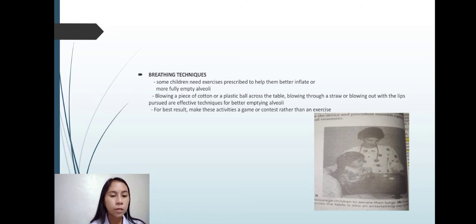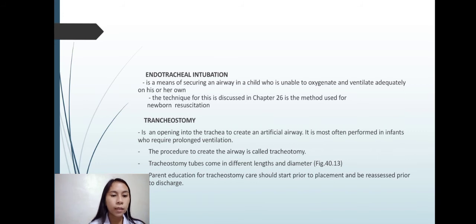So tracheostomy is an opening into the trachea to create an artificial airway. It is most often performed in infants who require prolonged ventilation. A tube is placed into the hole to keep it open for breathing. The procedure to create this airway is called a tracheotomy. The tracheostomy tube can come in different lengths and diameters, as in figure 40.13.